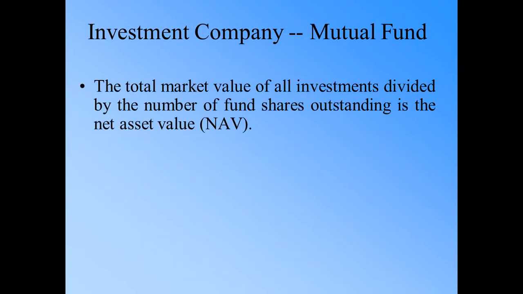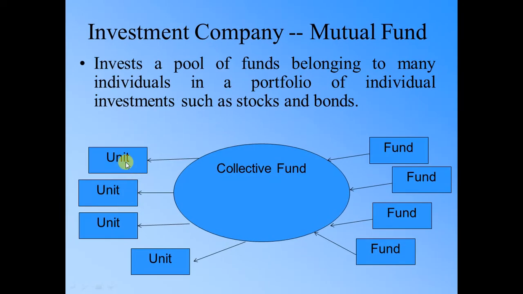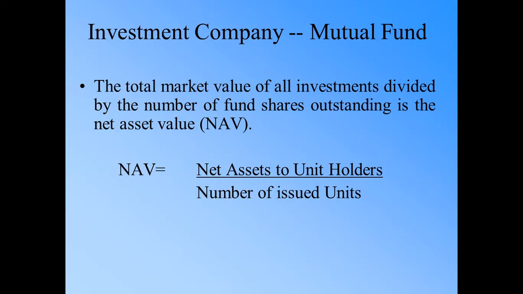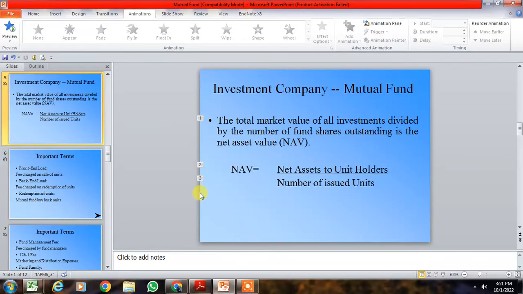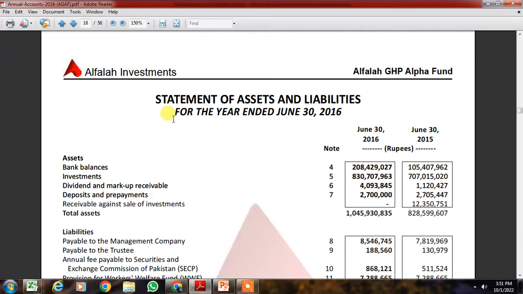My dear, another important concept to understand is the meaning of net asset value. Net asset value is actually the price of the unit. Like in the first slide we saw that the mutual fund issues the unit. So NAV shows the unit value of the fund. The formula of the net asset value is the net assets available to the unit holders divided by the number of units issued. Let me give an example from the mutual fund called Al-Falah Investment Fund.